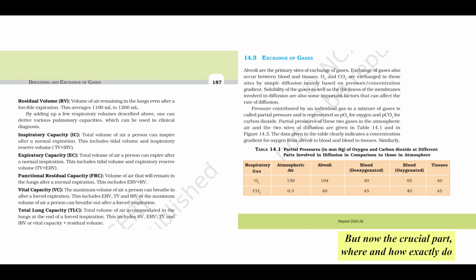But now, the crucial part. Where and how exactly do oxygen and carbon dioxide swap places between the air and the alveoli, the blood, and our body tissues? Is it like an active pumping process or something simpler?